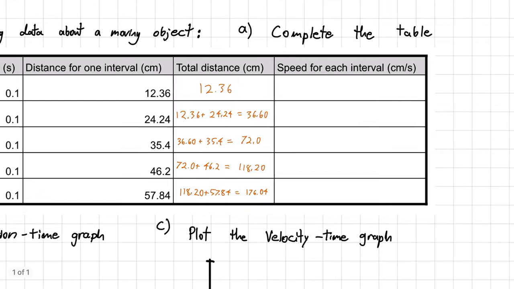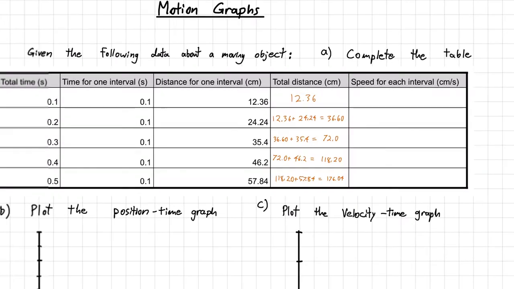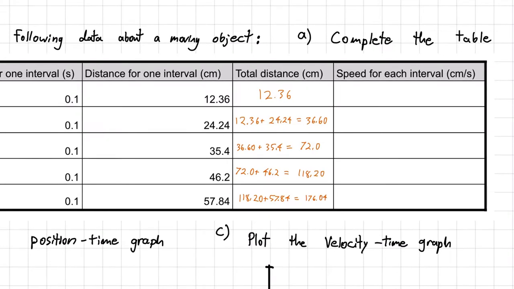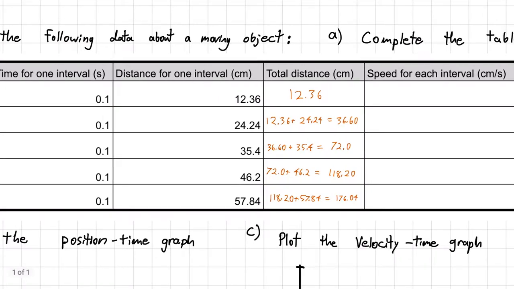Next step is to look at the speed of each interval, and that is in centimeters per second. So each interval has a specific speed. These are going to be relatively easy because we can see the distance traveled in each interval and the time elapsed for one interval. And the fact that our time is 0.1 seconds is going to make it easy for us.